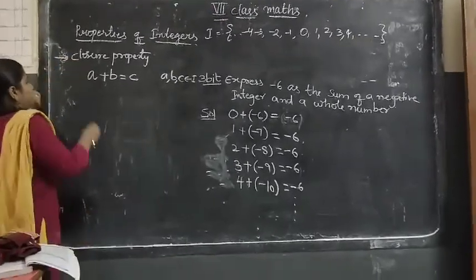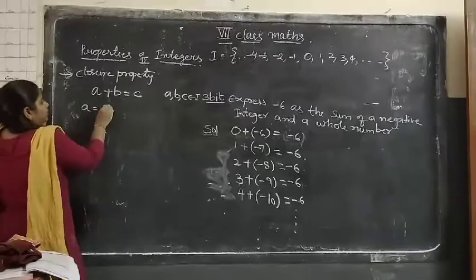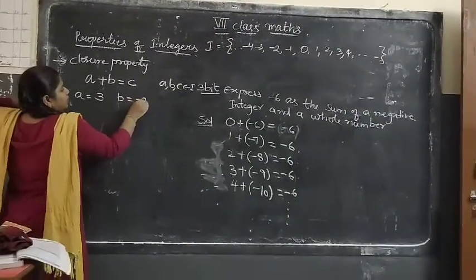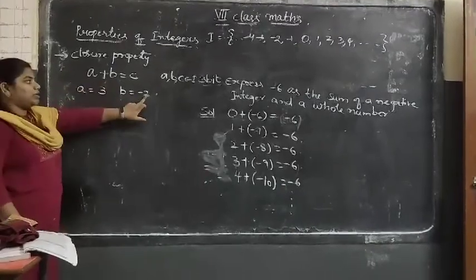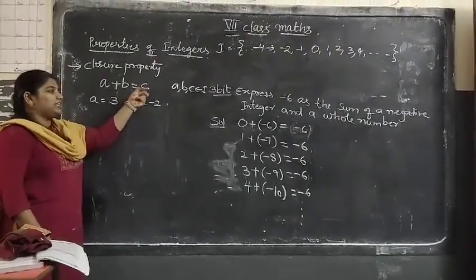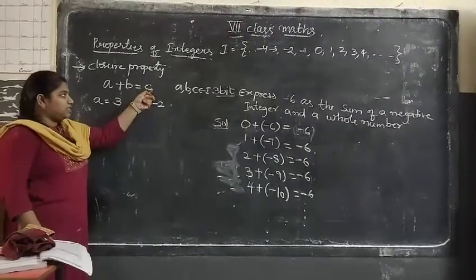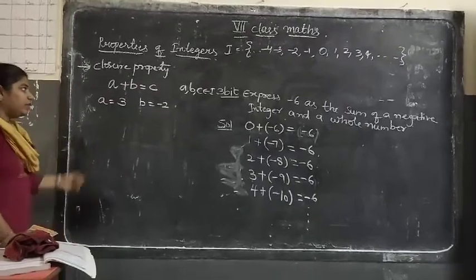If I take one example here, I am taking the a value as 3 and the b value as minus 2. If I add these two integers, again the c value should be an integer. If c is an integer, then the closure property is satisfied, we can say.